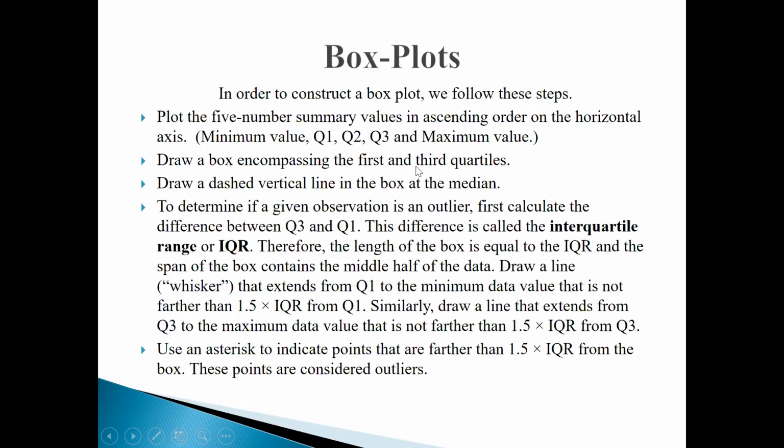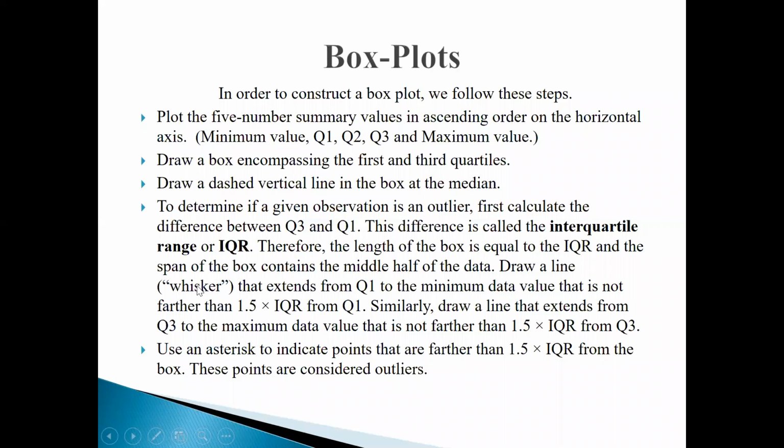Then you draw a box encompassing the first and third quartiles, so it'll be kind of a box going around this. Draw a dashed vertical line in the box at the median, so wherever Q2 is, you're going to put a dashed line there. And then determine if a given observation is an outlier. First, we have to calculate the difference between the third quartile and the first quartile, and this difference is called the interquartile range, or the IQR. So therefore, the length of the box is equal to the IQR, and the span of the box containing the middle half of the data.